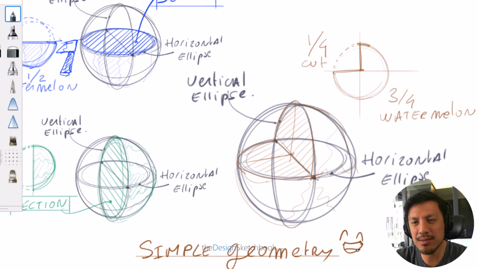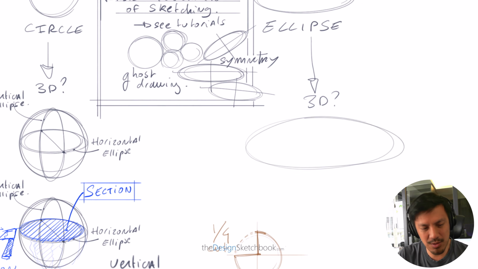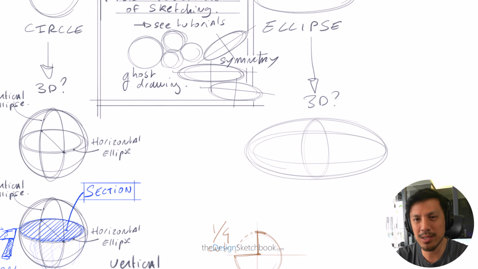So it's all about simple geometry. That's why product design sketching is actually not that difficult. It's just a series of simple techniques, one after another.